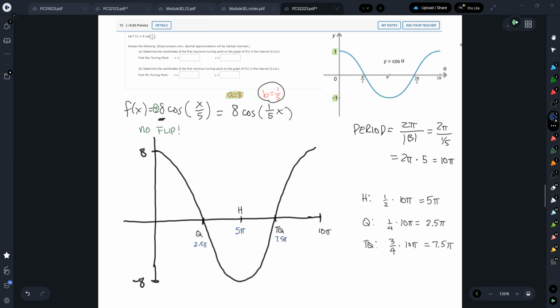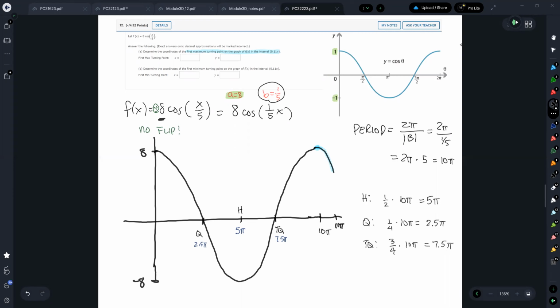All right. So we got to be careful here. Let's look at the instructions. It says determine the coordinates to the first maximum turning point on the graph of the interval 0 to 11 pi. So if we were to remember that the sine wave keeps going, cosine wave keeps going. So there's going to be a high point right here. And then it's going to come down. I don't know what my stencil's doing, sorry. Right, so 11 pi is right around here.